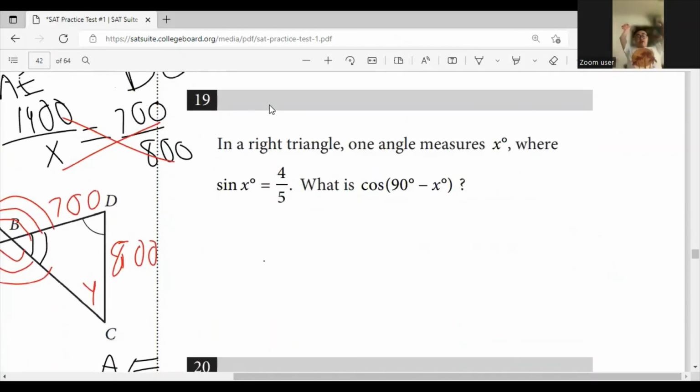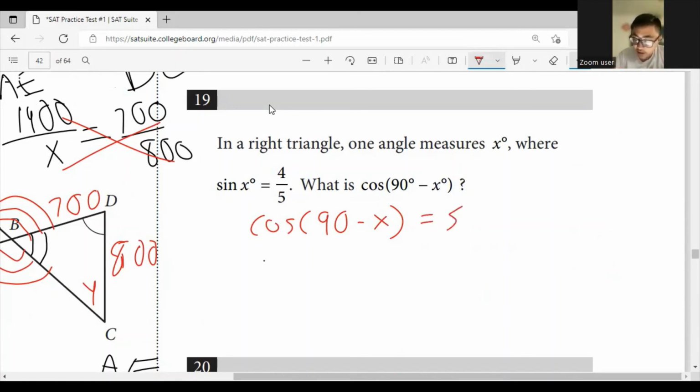All right, in a right triangle, one angle measures x degrees, where sine x equals 4 over 5. What is cosine of 90 minus x? There's a really fast way to know this. It's just a theorem in trigonometry. I don't know what it's called, but I can show you why this works. Cosine 90 minus x equals sine of x. So this means the answer would be 4 over 5. And you're done. But how do you know this?